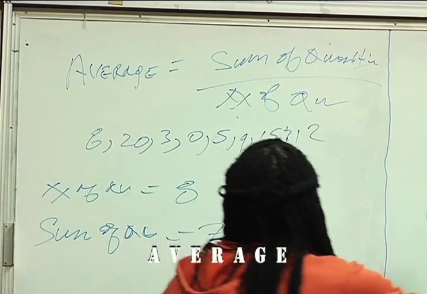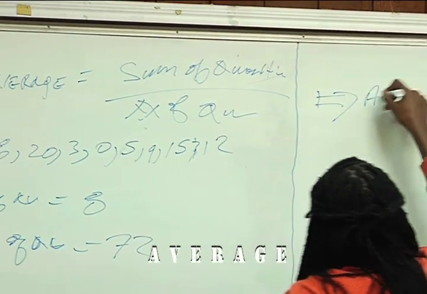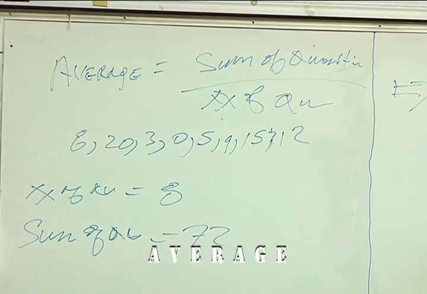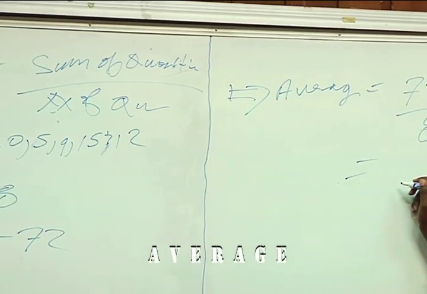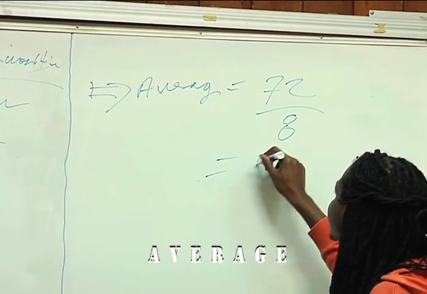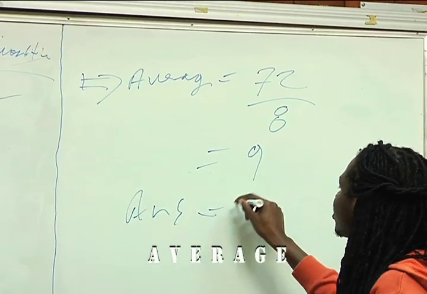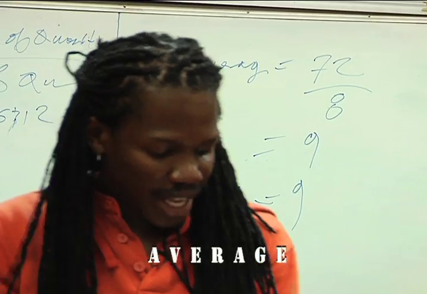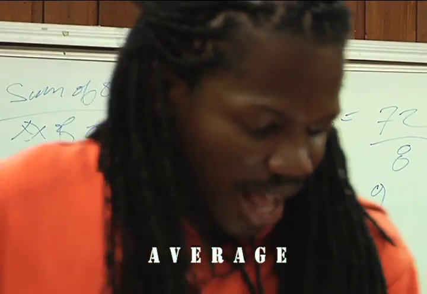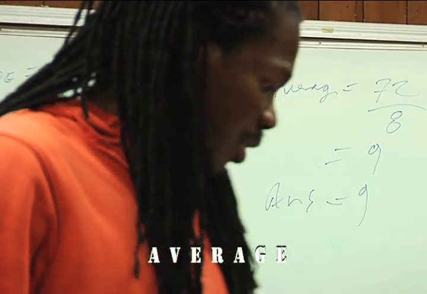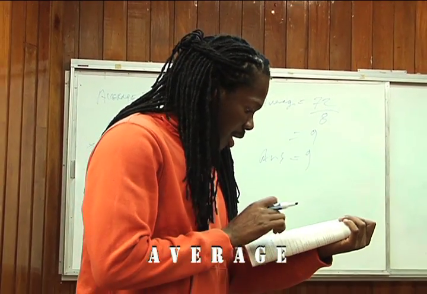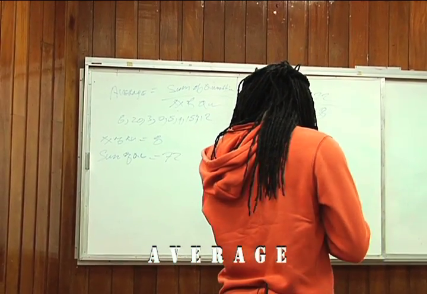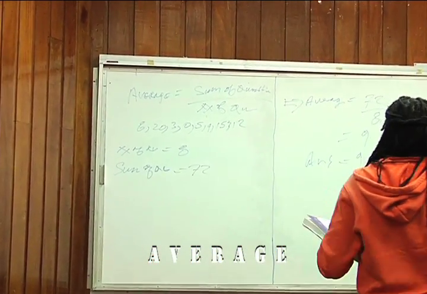72? Alright, good. So that implies that average equals what? 72 over 8 equals 9. So that's simple. Alright now. If we say the oranges in a box have a mass of 4,680 grams, and the average mass of an orange is 97.5 grams, find the number of oranges in the box.